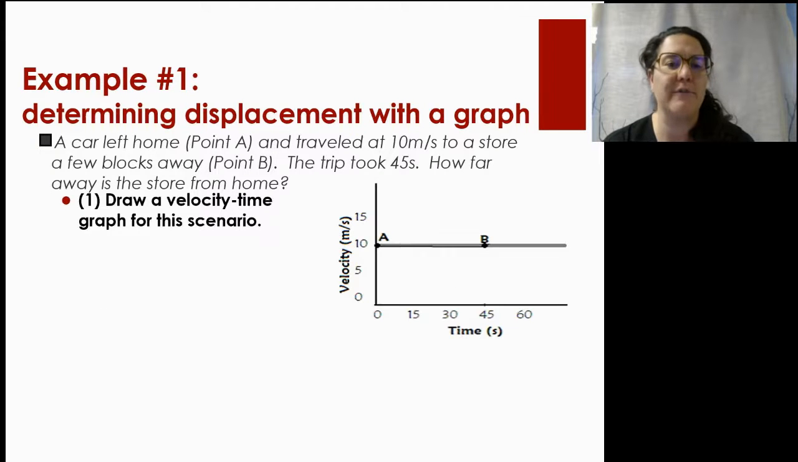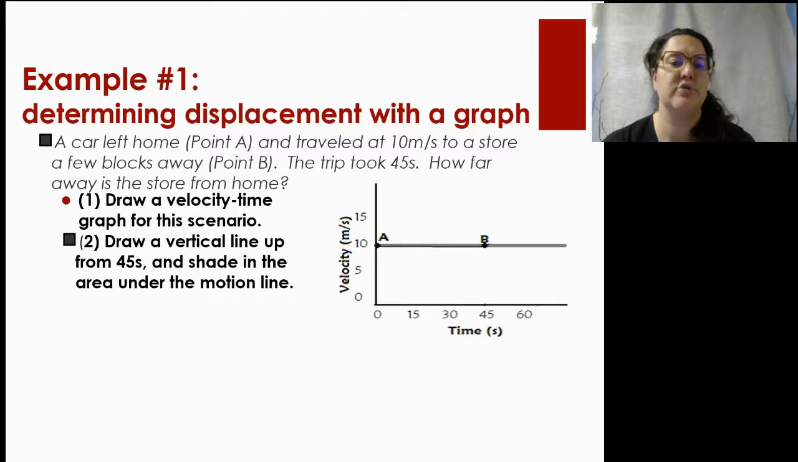So if a car left home from point A and traveled 10 meters per second to a store a few blocks away, the trip took 45 seconds. How far away is the store from home? So here is our velocity time graph scenario. So point A, point B, 10 meters per second for 45 seconds. So we're going to draw a vertical line up from 45 seconds and shade in the area under the motion line.